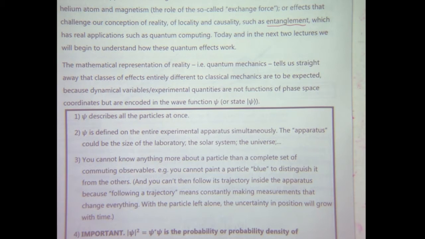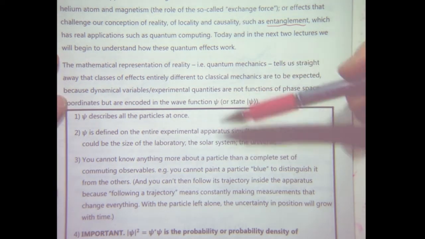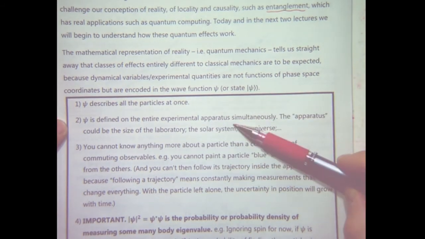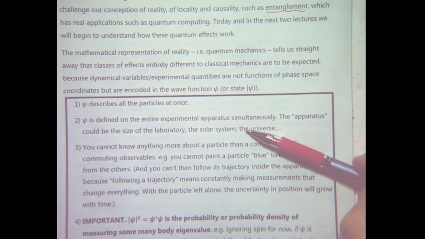And you're going to see that, in fact, it's not the wave function that's important, but what's called the density matrix. The density distribution in classical statistical mechanics, and the density matrix in quantum mechanics and quantum statistical mechanics, are the quantities that really define a lot of things that we need. But the wave function is at the heart of all that. So it describes all the particles at once, and it's also defined on the entire experimental apparatus at the same time.